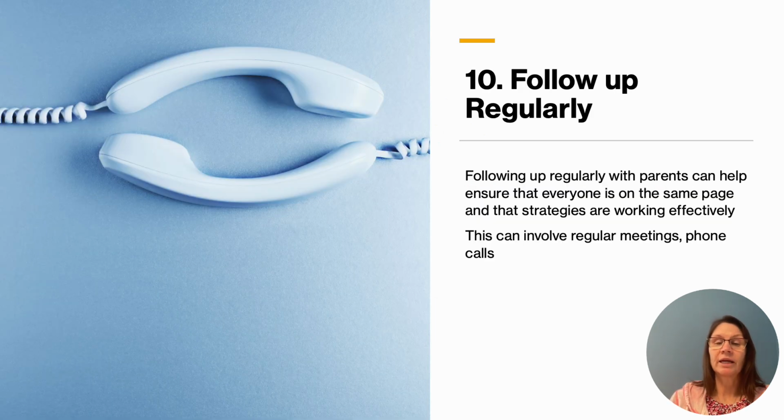Follow up regularly. Communicate, communicate, and communicate. This is almost as important as establishing that relationship at the very beginning, number 1. Number 10 is to follow up regularly. And it can be planning to meet every month, every 6 weeks. It can be a regular phone call. And it can be a weekly check-in saying, this is what I've observed this week.